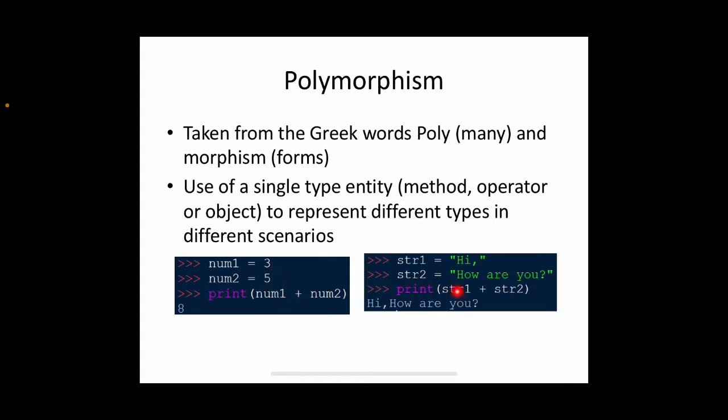Whereas for the same plus operator, here we are providing two different strings. str1 is hi and str2 is how are you. Applying this plus operator, it will act as a concatenation operation. That's the difference. The same plus operator performs addition in one scenario, whereas concatenation in another scenario. So that is an example of polymorphism.